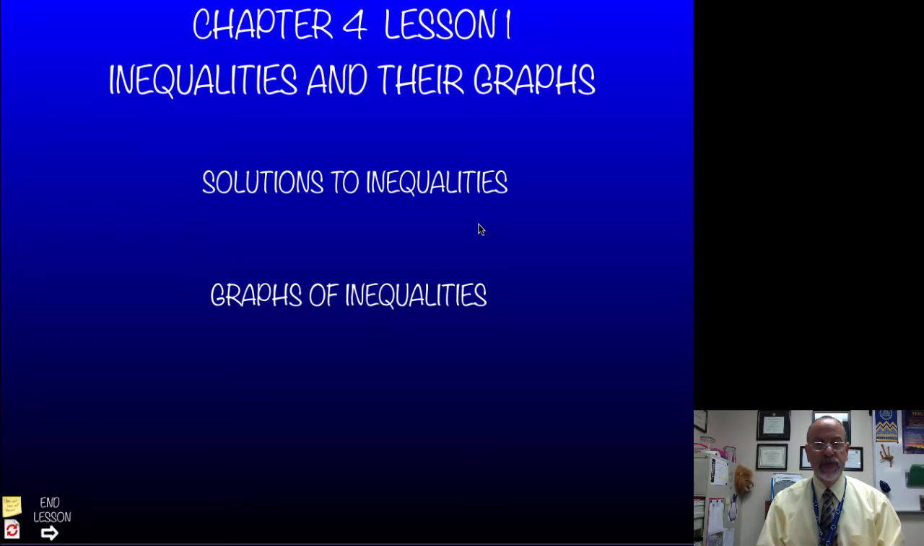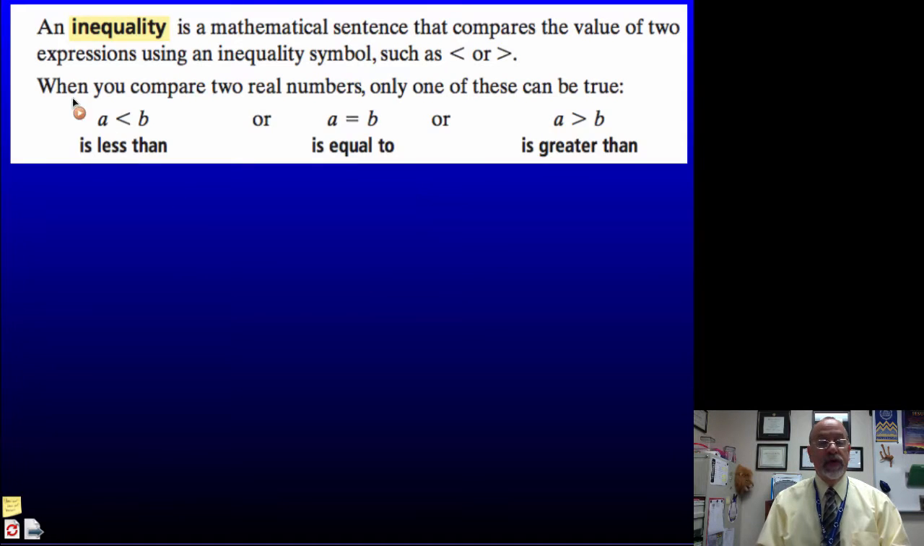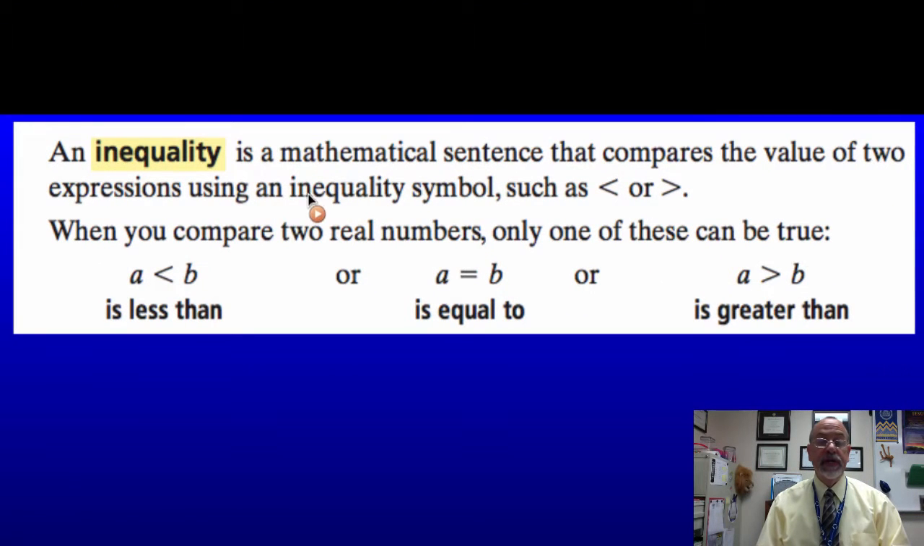So let's introduce, or maybe reintroduce, what an inequality is. The definition of an inequality is written here. An inequality is a math sentence that compares the value of two expressions using an inequality symbol, such as this symbol here, which we call the less than symbol because, reading from left to right, it's pointing at the smaller of the two values. Or the greater than symbol, again reading left to right, it's pointing at the smaller on the right, so the number on the left would be greater than.